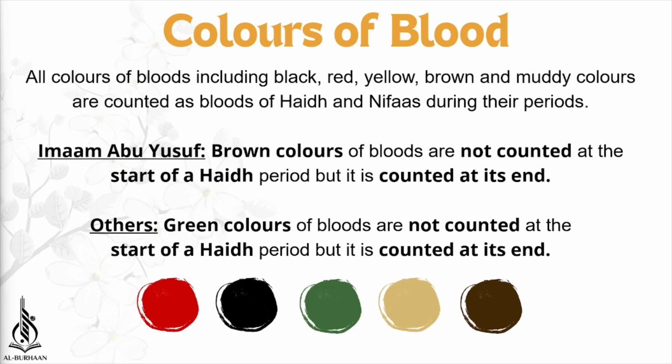Some women believe that a certain color, for instance red, is counted and all other colors are not counted. They differentiate between the colors of blood. Now, all colors of blood, including black, red, yellow, brown, muddy colors, all are counted as bloods of Haidh and Nifaas during their periods.